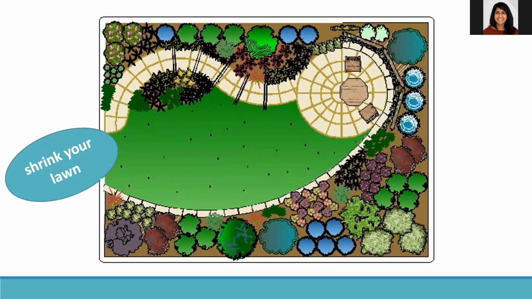By planting more plants, increasing your garden area, and shrinking your lawn, you can actually add more dimension and interest while making use of that unused space.